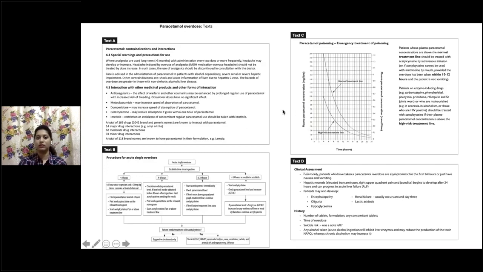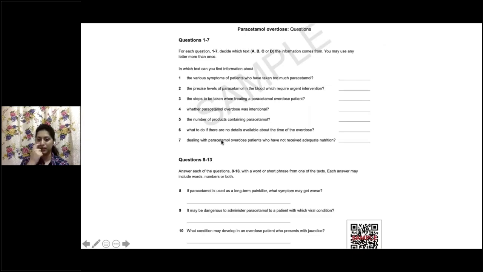So there are two of them. One is this page where it contains all the four texts of part A. And the next is this question paper sample. So please try to download it.